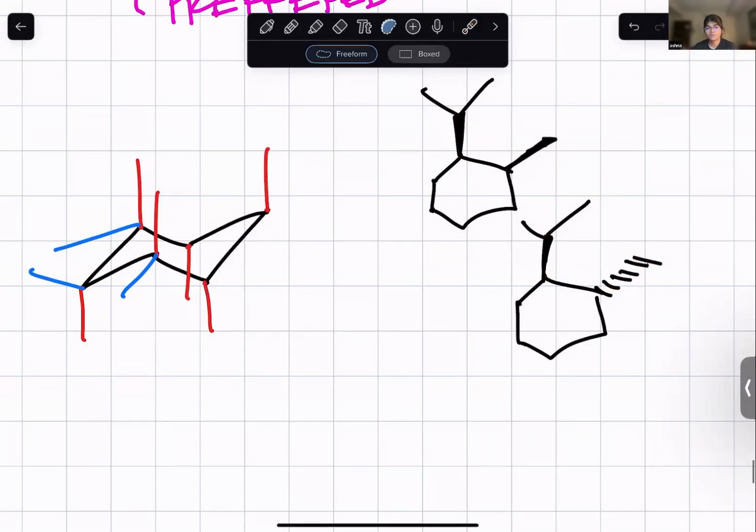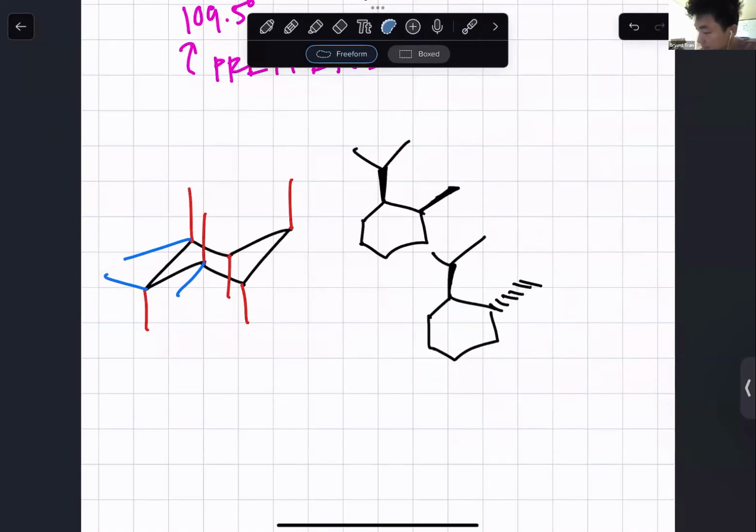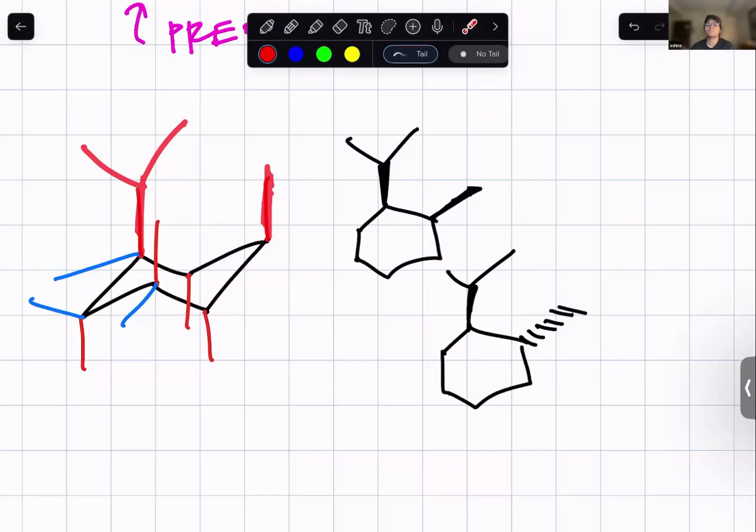But what about if it's in the chair conformer? If it's in a chair conformer, for it to be cis, they have to go in the same direction. Let's say we already have all the axial bonds drawn out. This is the isopropyl group, and then we have a methyl group right here. Those will be cis to each other because they're both facing up. Trans would be if this is the isopropyl group, and then this would be the methyl group going down like that. It doesn't have to be axial bonds. It could be axial and equatorial.